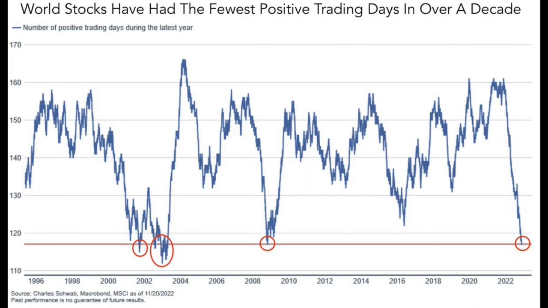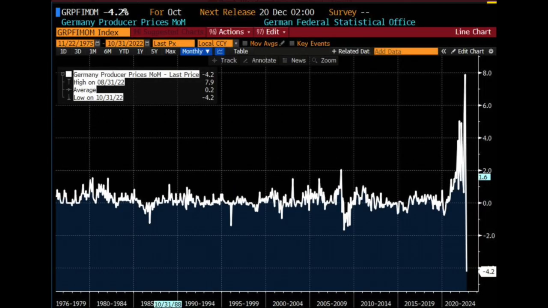Let's keep looking at charts. World stocks have had the fewest positive trading days in over a decade. This comes from Charles Schwab. And so you can see markets crashing because the Federal Reserve right now is choosing war. They are choosing to raise interest rates and crash assets. And that's what's happening. So you have the yield curve inverting, you have stocks coming down, and then right on the screws, you have inflation coming down.